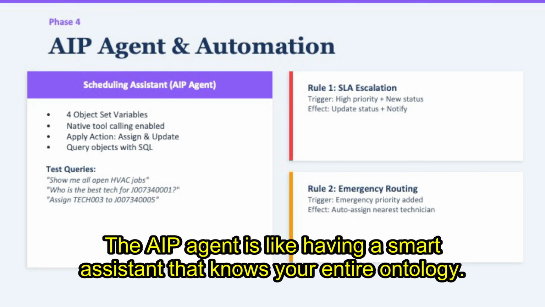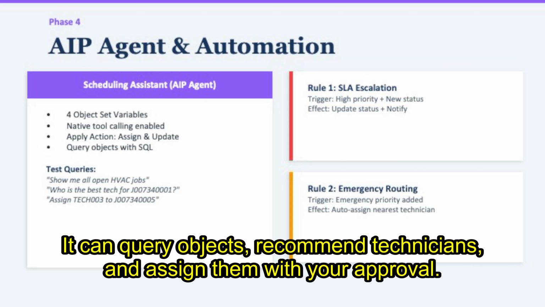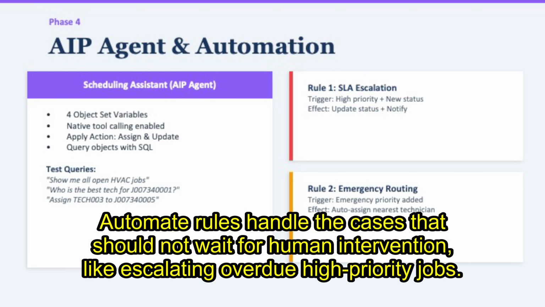The AIP agent is like having a smart assistant that knows your entire ontology. It can query objects, recommend technicians, and assign them with your approval. Automate rules handle the cases that should not wait for human intervention, like escalating overdue high-priority jobs.